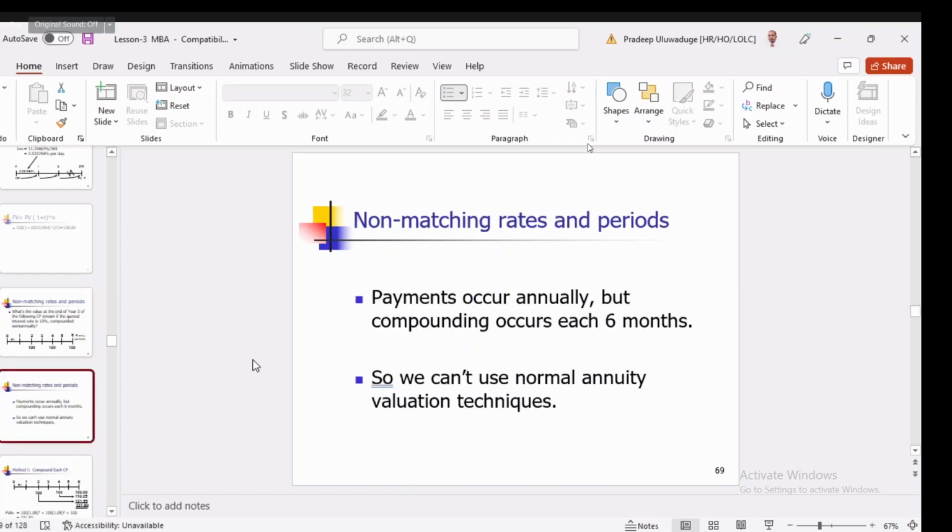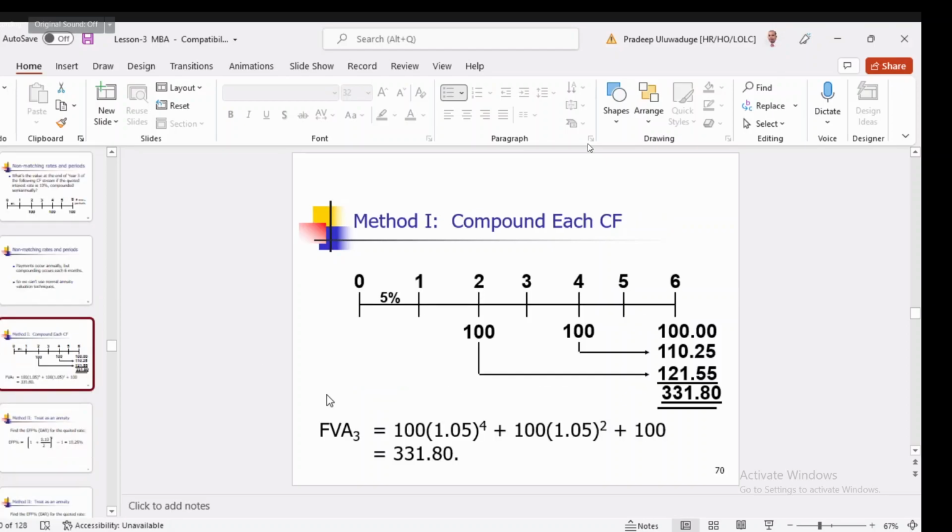Payments occur annually, but compounding occurs every 6 months. So we can't use the normal annuity valuation technique. We have to make an adjustment for that. So let's see, we can do it in different ways. Method one: compound each cash flow. Since there are three cash flows, we can easily compound them.